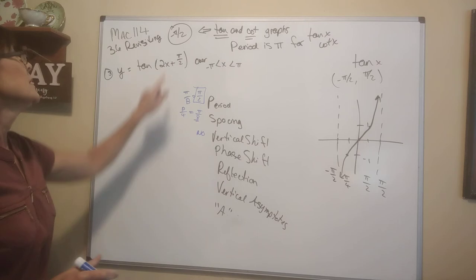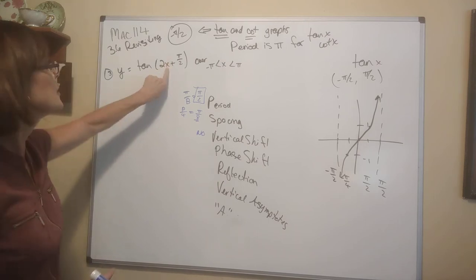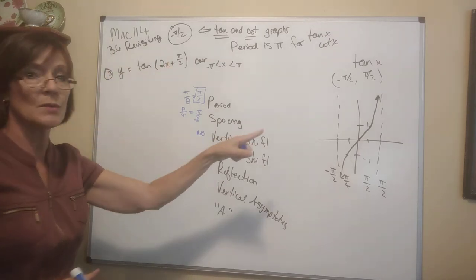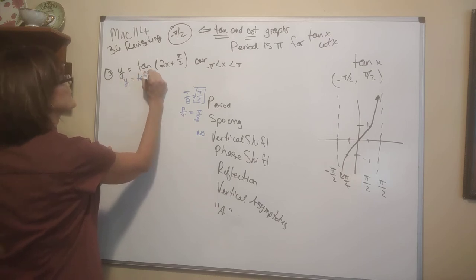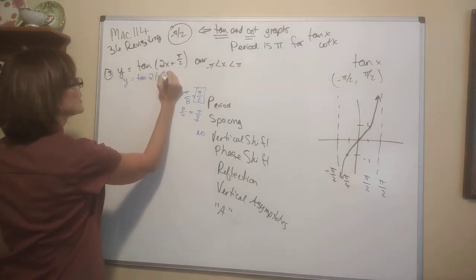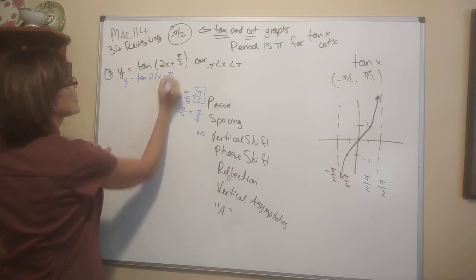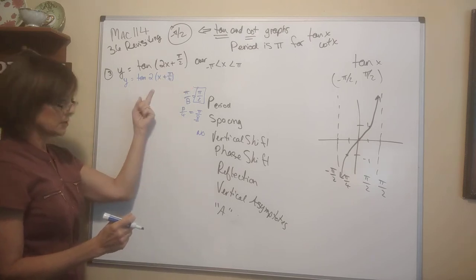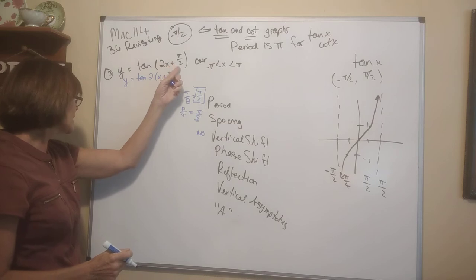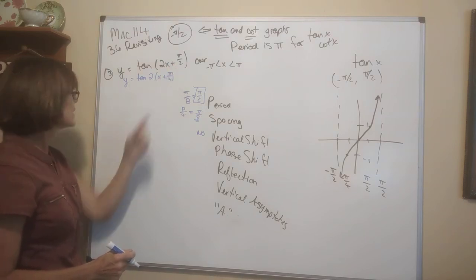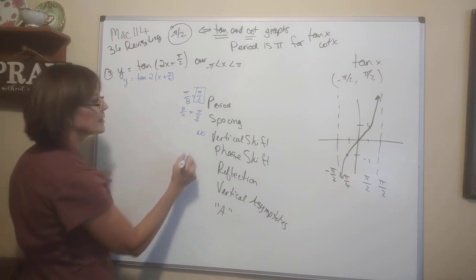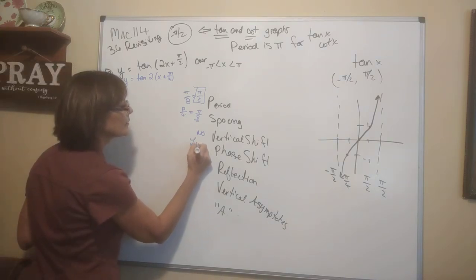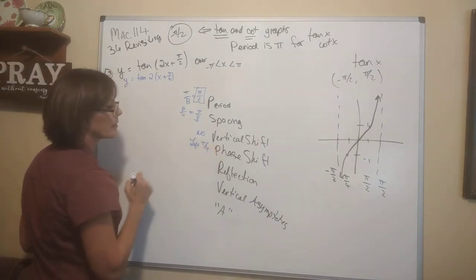Is there a phase shift? Yes, there is. So I'm going to factor out that 2 so I can see what the phase shift is. So y is the tangent of 2 times x plus pi over 4 is what you get when you factor out a 2. It's like you divided pi over 2 by 2 to get that. So this is indicating that we're going to shift this to the left. Left pi over 4. All right.